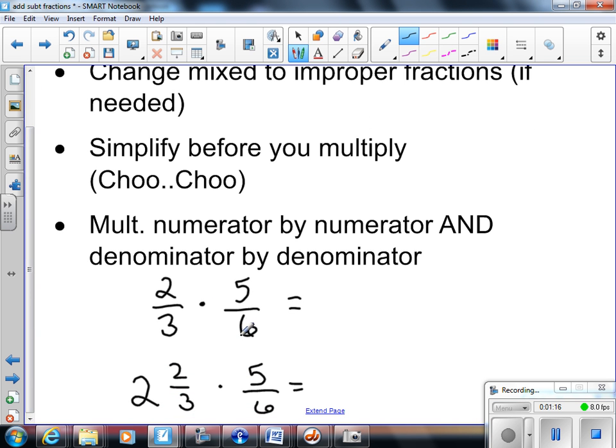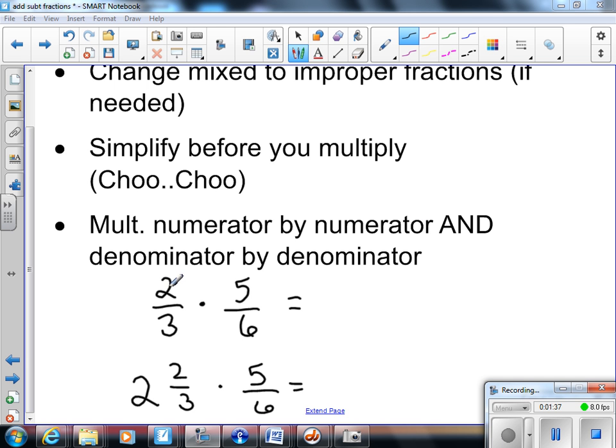2/3 times 5/6. First step said, are they fractions? Do I need to change anything here? No, I sure don't. They're already fractions. Then the second step was to simplify before you multiply.